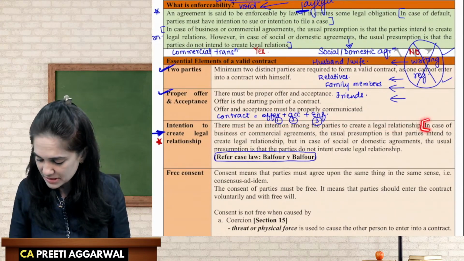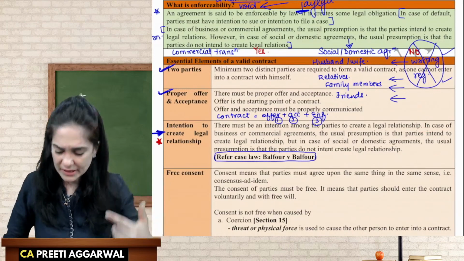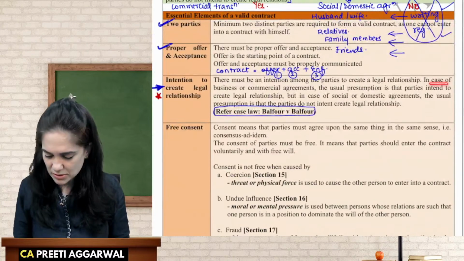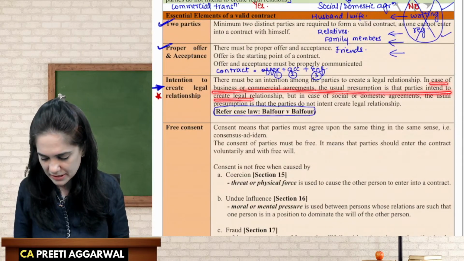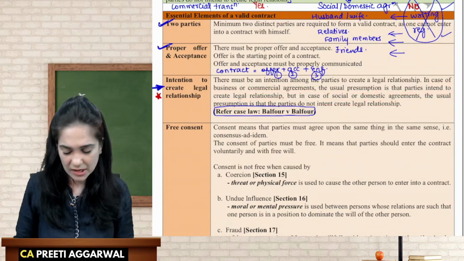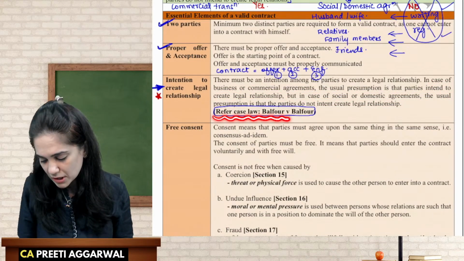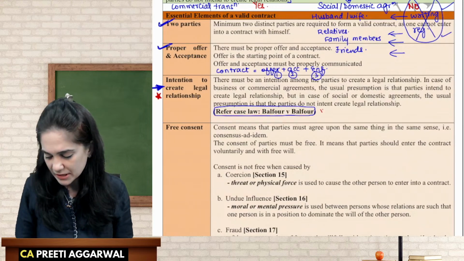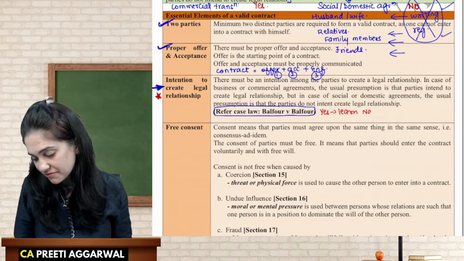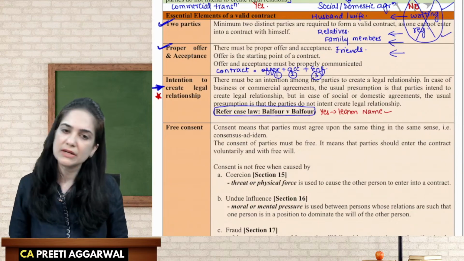In case of business or commercial, see, points are repeated. I am repeating these points only. In case of business or commercial, there is an assumption that parties intend to create legal relation, but there is no such assumption in case of social or domestic agreement. Do we need to learn the name of this case law? Yes, you need to learn the name. What about the facts? Facts can be written in your own words.